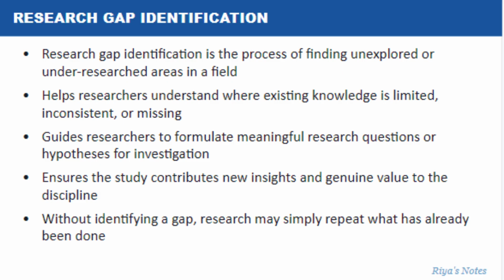Research gap identification. Research gap identification is the process of finding unexplored or under-researched areas in a field. Helps researchers understand where existing knowledge is limited, inconsistent, or missing. Guides researchers to formulate meaningful research questions or hypotheses for investigation. Ensures the study contributes new insights and genuine value to the discipline. Without identifying a gap, research may simply repeat what has already been done.